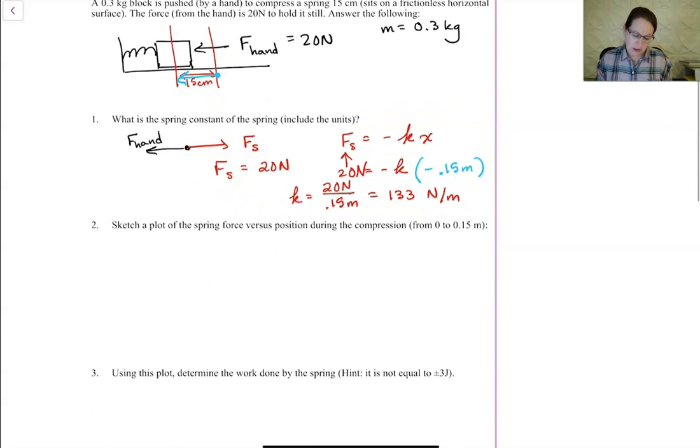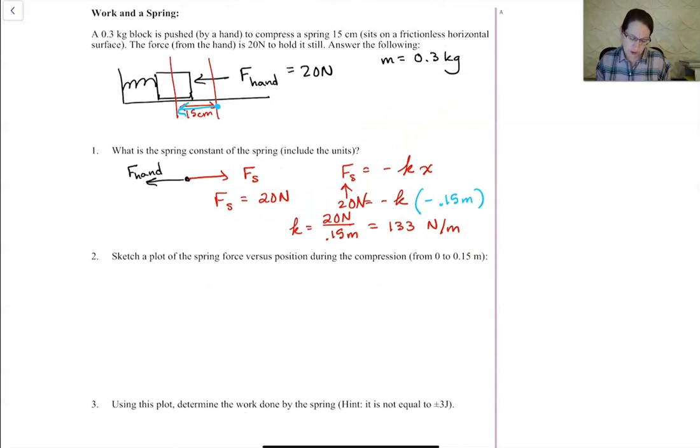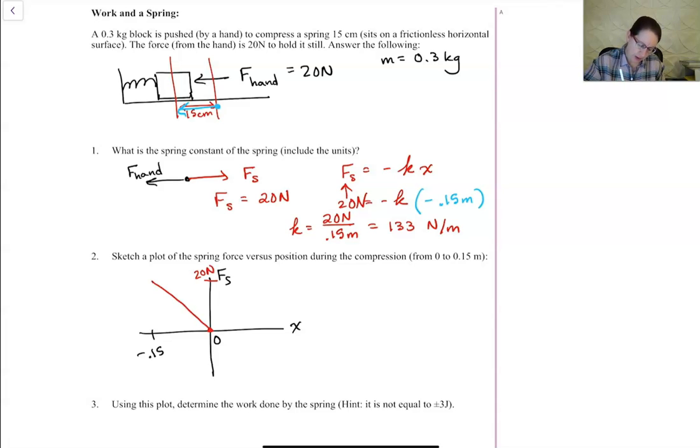Okay, so then the question is, sketch a plot of the spring force versus position during this compression. So if we say it goes from x equals 0 to minus 0.15, then the spring force starts at 0, and then it gets bigger, and it goes all the way up to 20 newtons. Okay, so something like that.